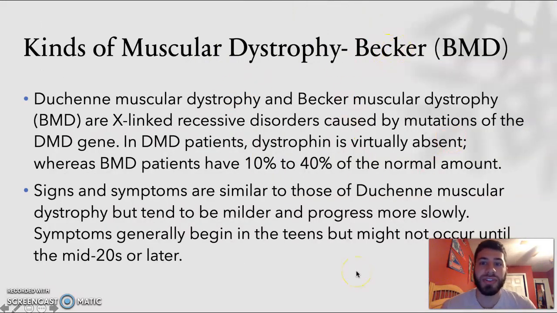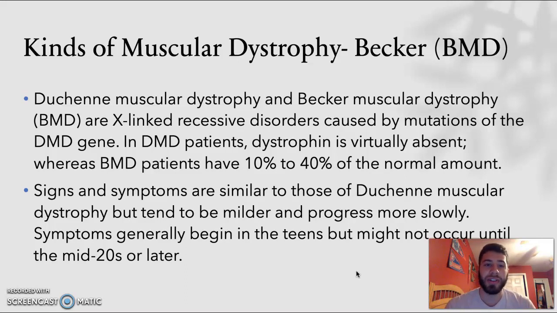Another type of muscular dystrophy is Becker muscular dystrophy. In comparison, Duchenne muscular dystrophy and Becker muscular dystrophy, or BMD, are both X-linked recessive disorders caused by mutations of the DMD gene. In DMD patients, dystrophin is virtually absent, while BMD patients have about 10 to 40% of the normal amount.